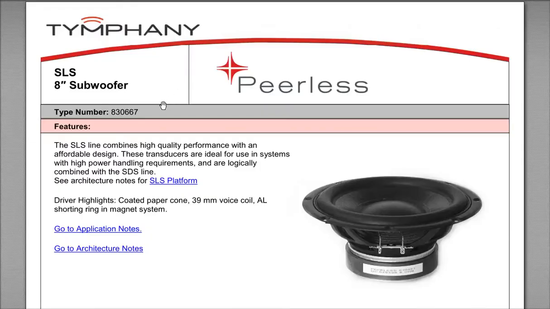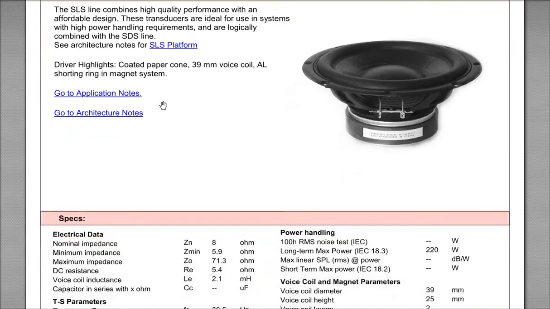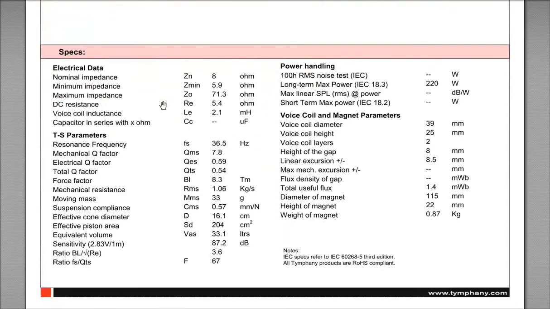This is the actual spec sheet from Tiffany itself, and we'll just scroll down here. What we'll see is that the actual resonant frequency stated by the manufacturer is 36.5 hertz. One of the things we're really interested in, especially with a bass speaker, is what's called the linear excursion, also called XMAX, maximum linear excursion: 8.5 millimeters, right?